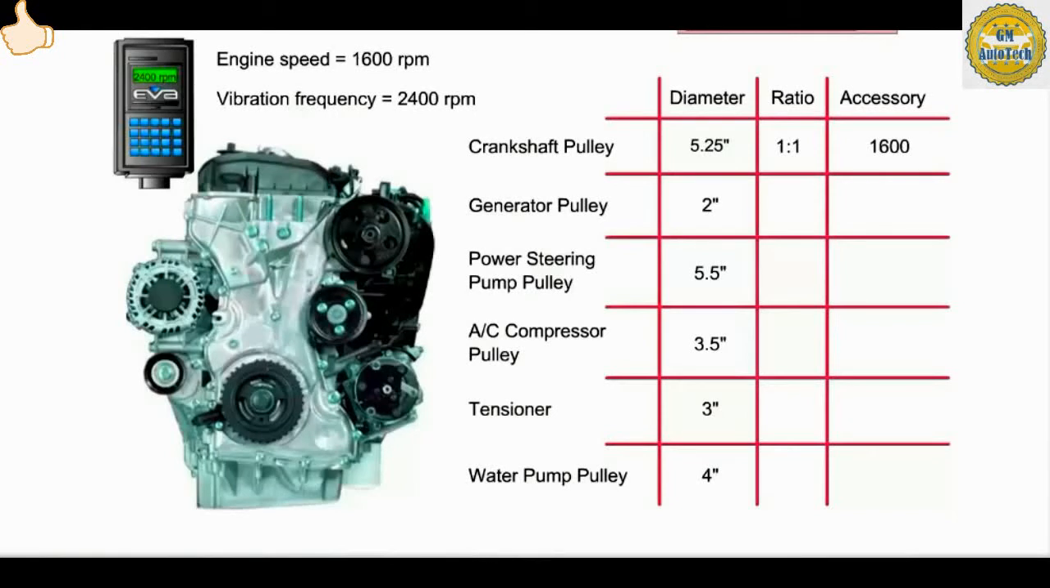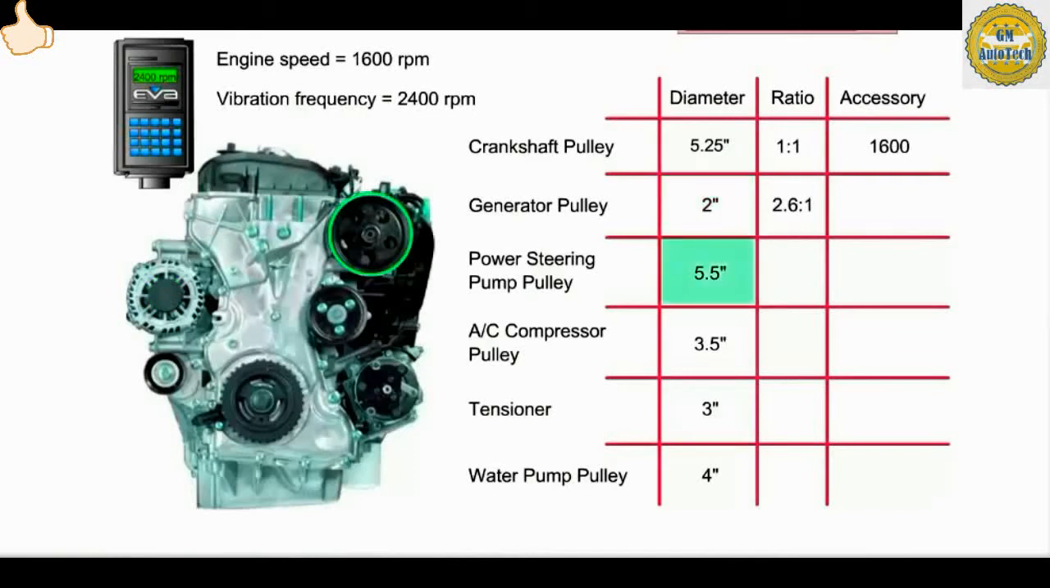Let's start with the generator. It has a 2-inch diameter. Divide 5.25 by 2 to get 2.6. The generator pulley is smaller than the crankshaft pulley. It has to rotate over 2.5 times for every one rotation of the crankshaft pulley.